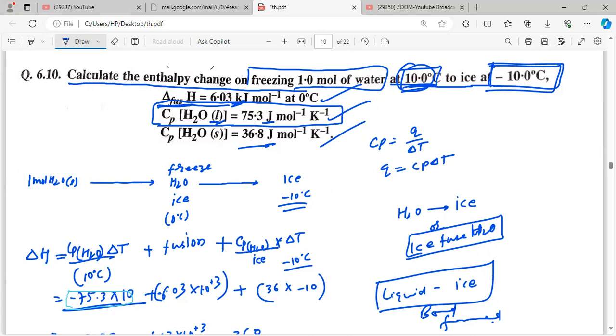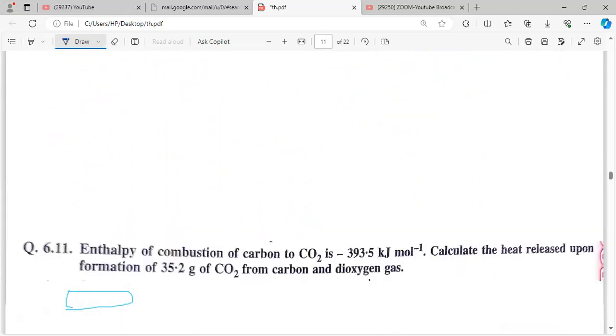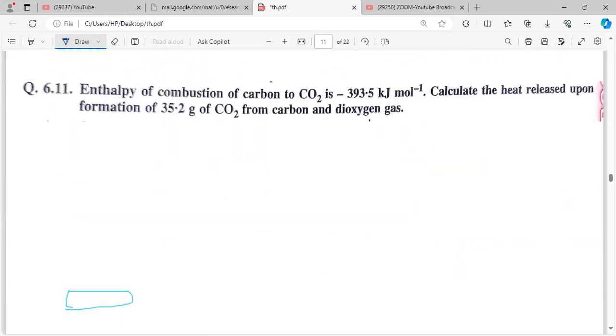It will be positive, Sanoy. We'll check back what is the fundamental of this one. If you are taking the positive, then the answer is coming. Okay, you check back that question. Let us move to the next one because it is taking time.